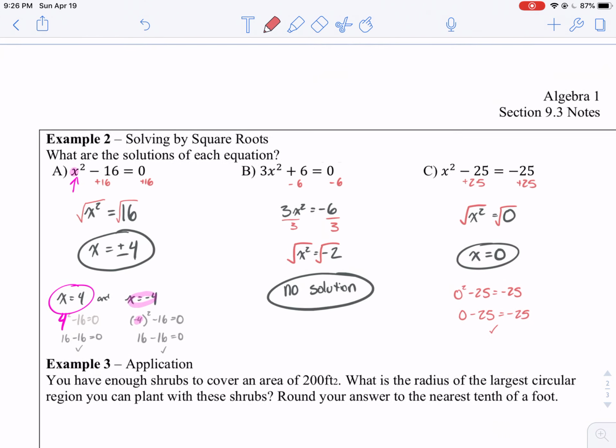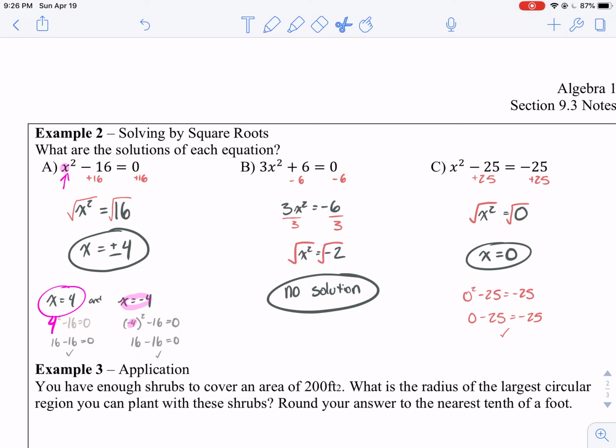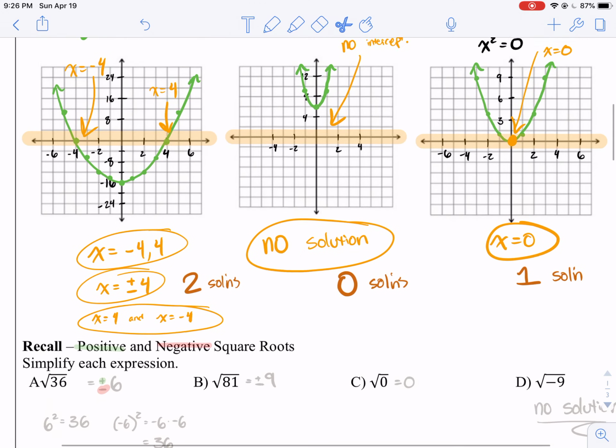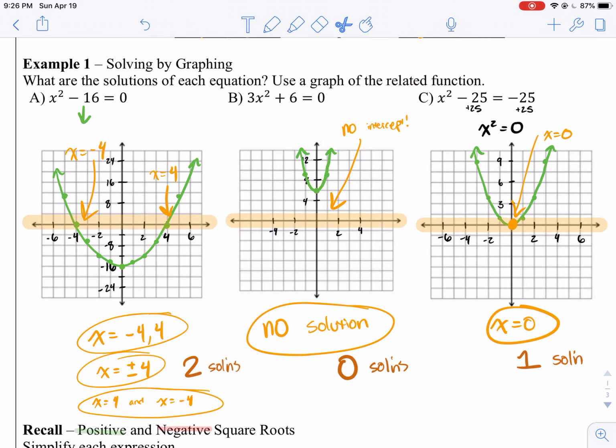Now that's great, Miss Van Dyke. I'm so glad that we can solve equations by taking square roots like we did here, here, and here. I'm also glad that we can solve quadratic equations by graphing them. This is cool because it allows me to see what the solutions are. That's awesome. But when are we going to use this in real life?